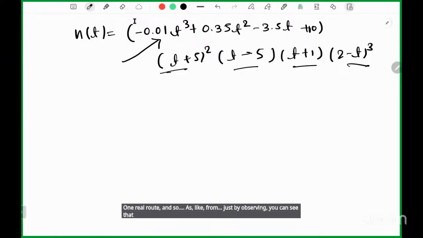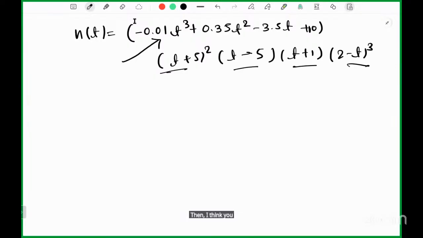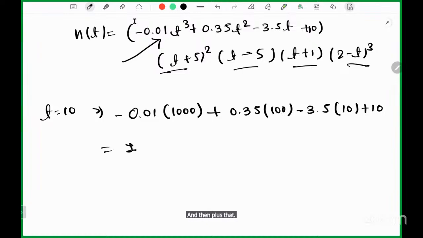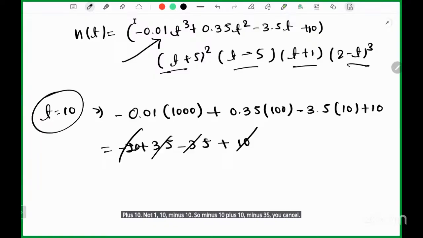By observing, if you substitute t equals 10, I think you will get a root. Just substitute t equals 10 in the polynomial. Minus 0.01 times 10 cube, which is 1000, plus 0.35 times 10 square, minus 3.5 times 10, plus 10. So minus 10 plus 35 minus 35 plus 10 cancels out. So t equals 10 is one root.